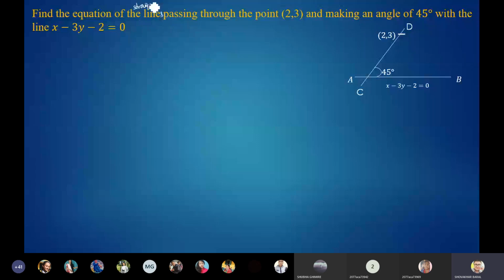So AB is one line, and you need to find the equation of a line CD which passes through the point (2, 3). We have to find the equation of this line here. Please try to understand. We need to find the equation of this line which passes through the point (2, 3), and it also must make an angle of 45 degrees with the line AB. Here, let's go to the solution. Please copy the figure and try to understand the question.